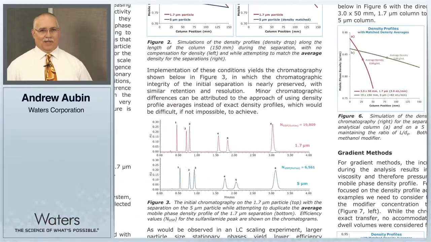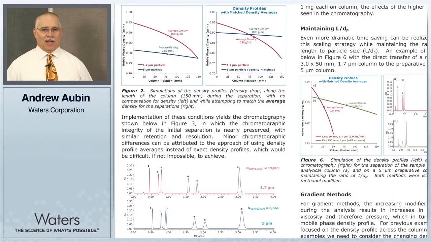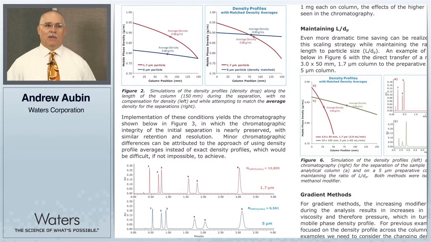So how do we do this? First thing we have to do is understand what's going on the column. When running columns of two different particle sizes, the average density within those two columns is going to be different. Because those densities are different, chromatography is different. So we need to come up with a way to make that average density, which is really average pressure, the same. If we can make the average density the same across these two different columns, we can make our chromatography look exactly the same, as can be seen in the next set of figures.